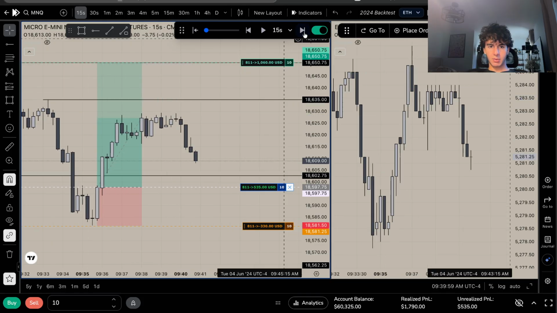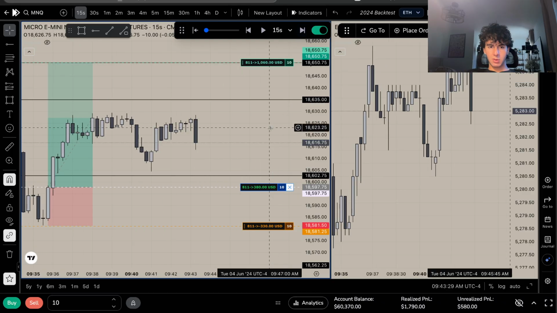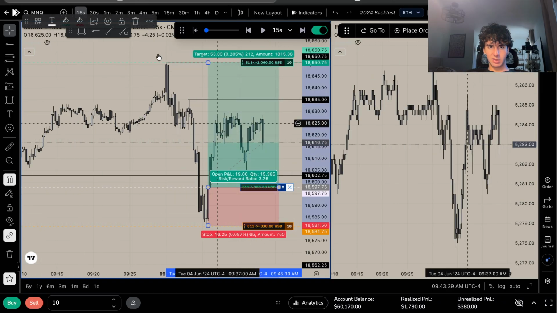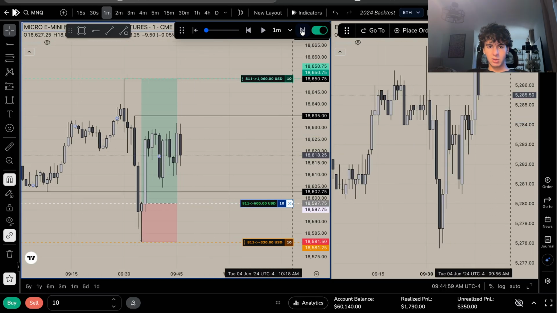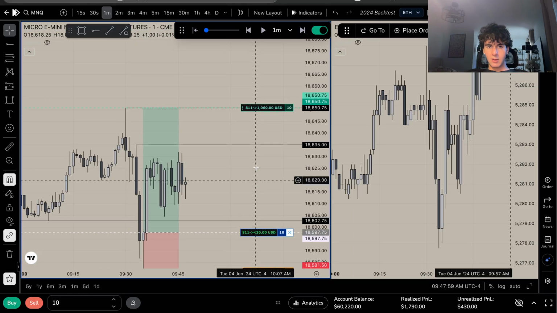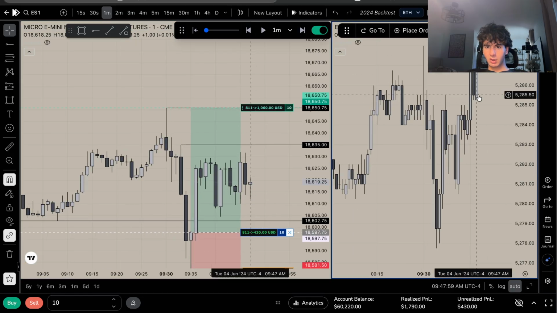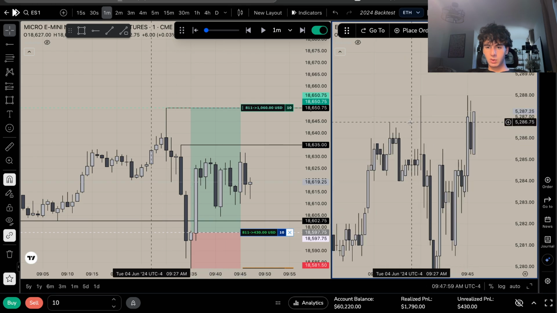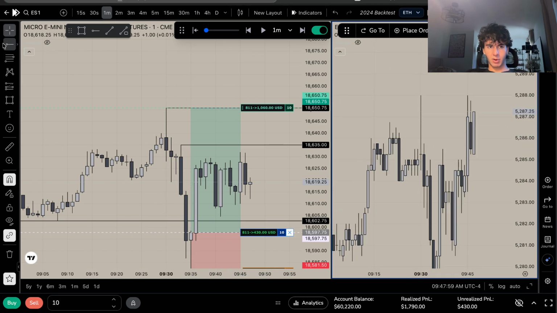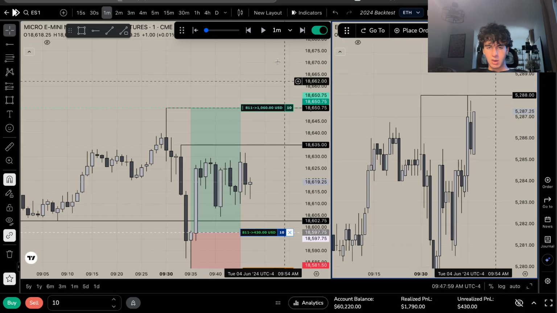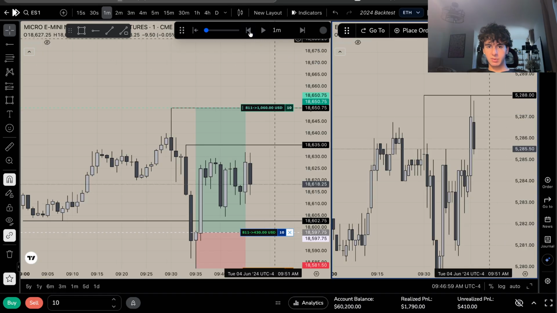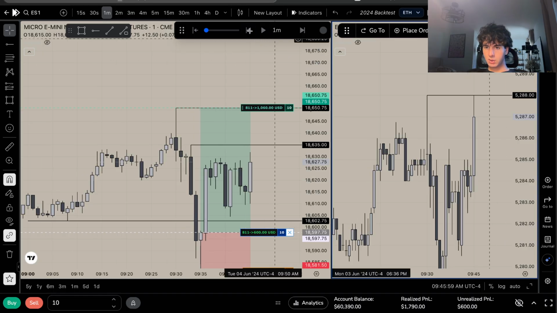A little bit of chop around this 1 minute. These 15-second ones, it seems like it's taking a long time to play out, but that's because I'm on the 15-second chart. So, okay. Well, we get the SMT here at our take profit. I accidentally skipped the candles too much, but I would have closed my position right here.